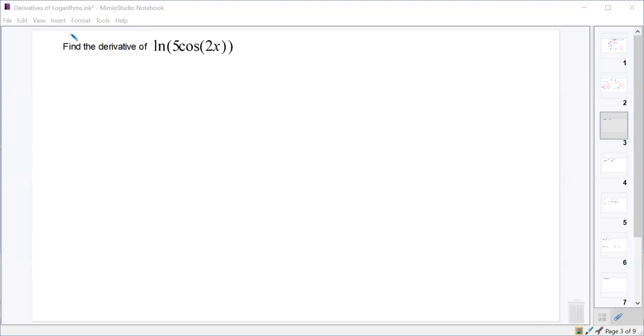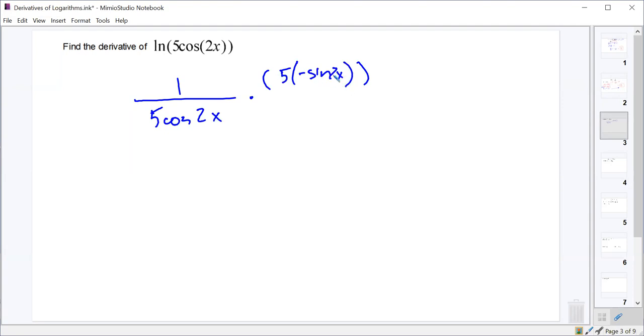Do we get an answer here? Should you get 1 over what to start with? 5 times the cosine of 2x, and then times the derivative of 5 cosine 2x. And what's the derivative of 5 cosine 2x? That's a chain rule problem, right? It should be 5 times the derivative of cosine 2x, which should be negative sine 2x times 2.